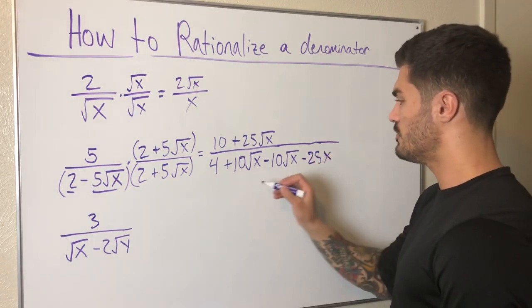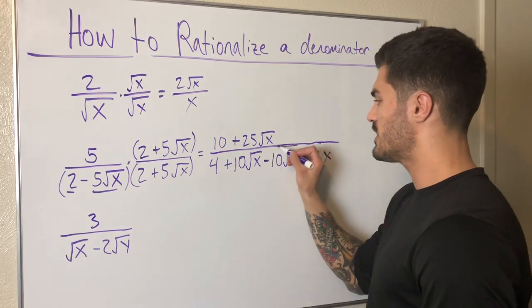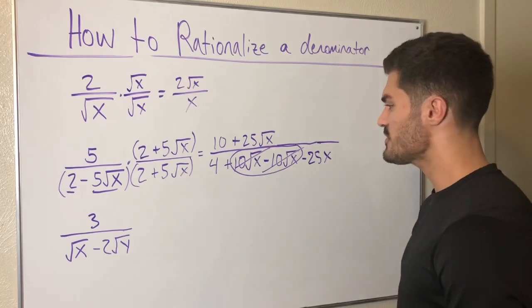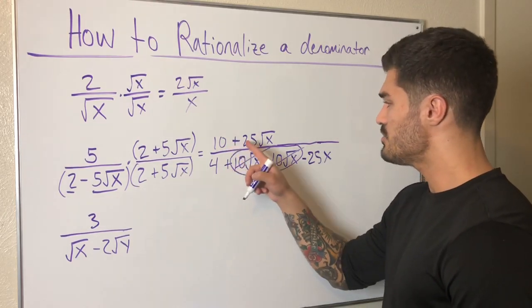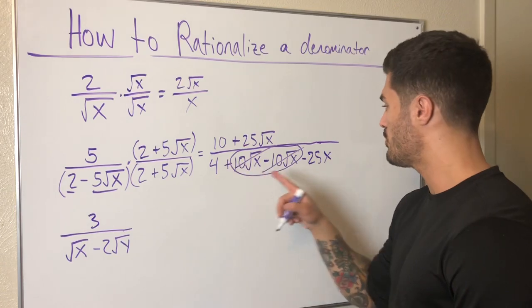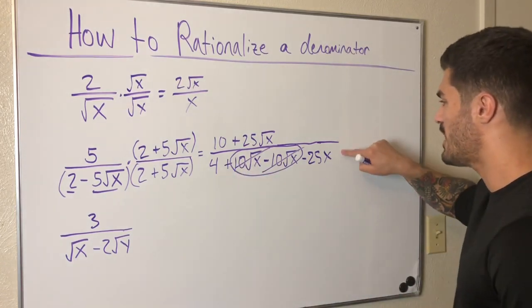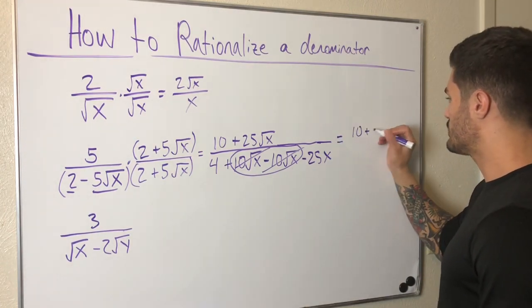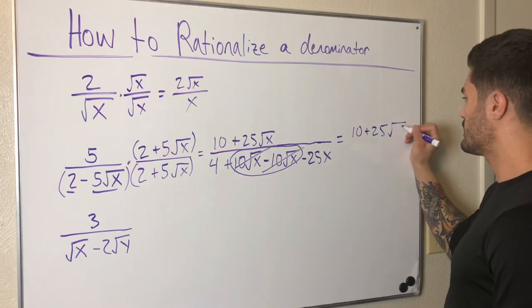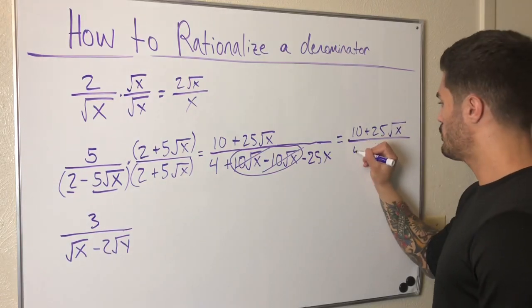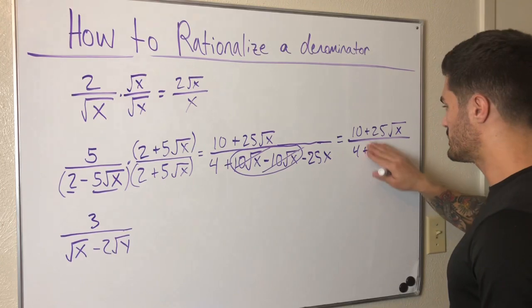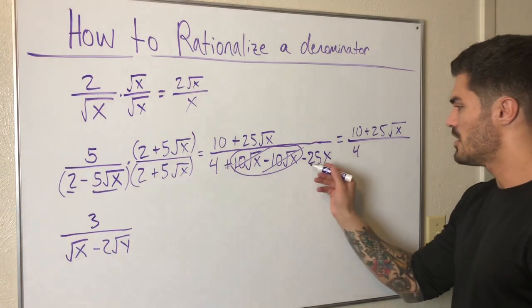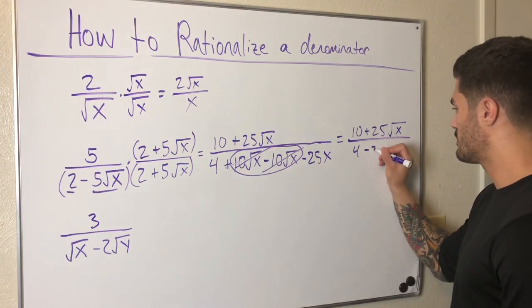So I can actually get rid of this plus 10 root x minus 10 root x. These can both go. And I'm left with 10 plus 25 root x over 4 minus 25x. So let's rewrite this. Let's see if I have room. 10 plus 25 root x all over 4 plus, minus, right? I know I have a plus here, but that's part of what I canceled with this 10 root x. Minus 25x.